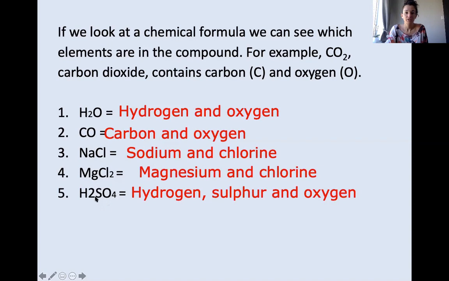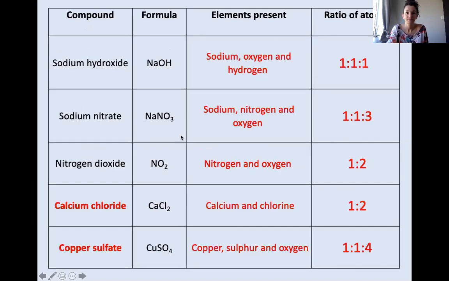And this is hydrogen sulfate. It's got hydrogen here, this H, sulfur here, this S, and oxygen is the O here. Okay, so you can tell which elements are in a compound by finding the chemical symbols for the elements.